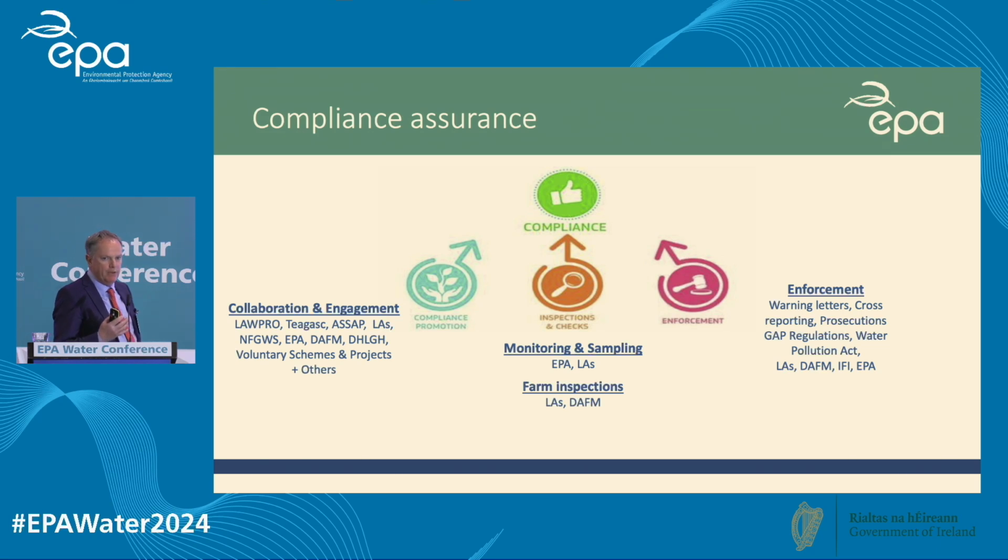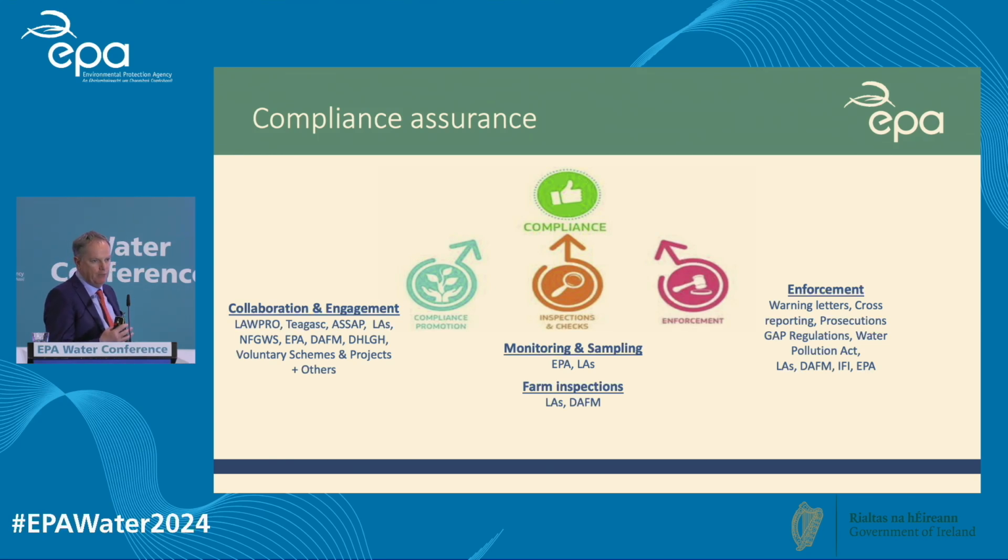Local authorities carry out those predominantly, but DAFM also carry out inspections on behalf of local authorities, and they also do their own inspections as well. But then over on the far side, for every regulatory and compliance regime, you need to have the enforcement. For those who don't comply, there needs to be the warning letters, to bring people to task, basically, who don't comply. These are set out very clearly in the GAP regulations.